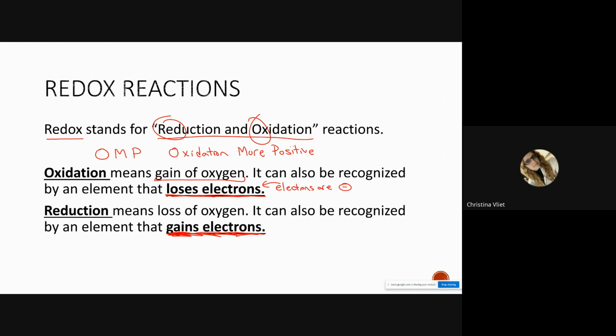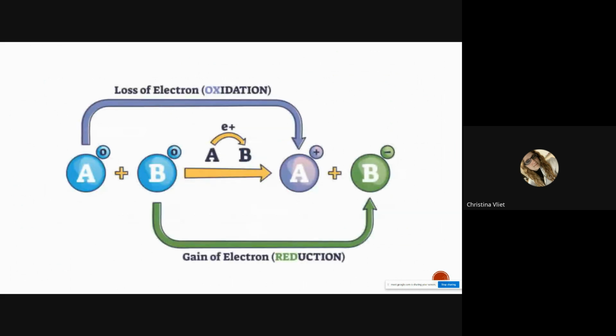And so when we talk about redox, we're talking about chemical reactions and processes. David, are you okay? You okay? Okay. So we're going to talk about the gain and loss of electrons in chemical reactions when we talk about redox.